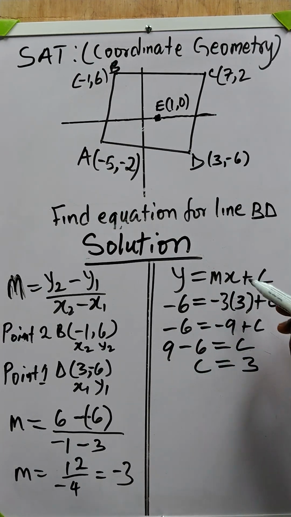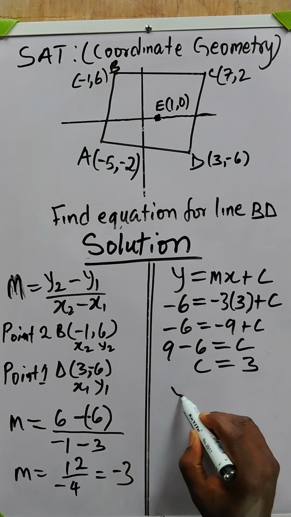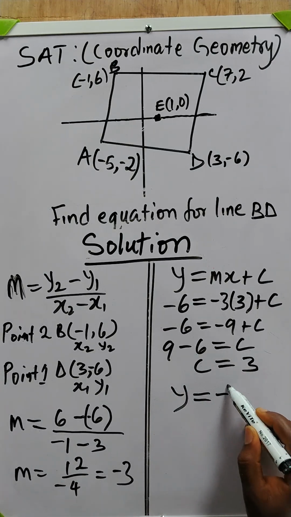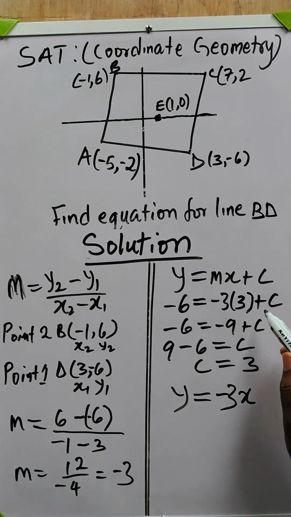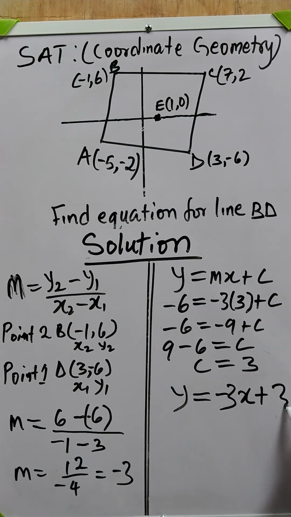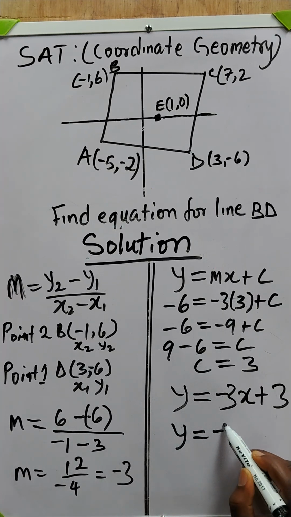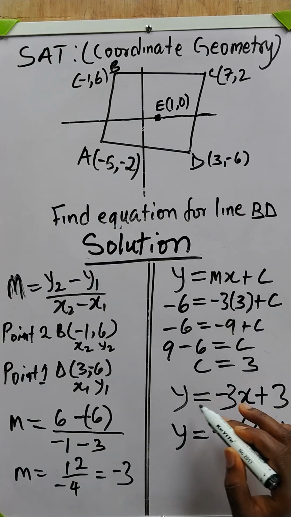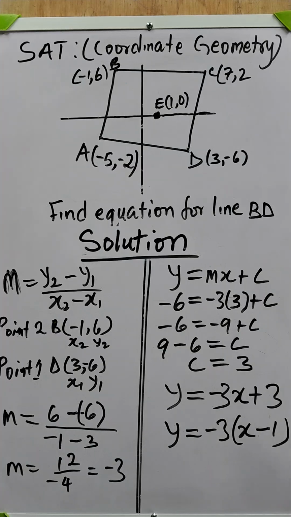Now go back here and replace this slope and this constant. We have that y equals, what was my slope? My slope was -3, times x, plus 3, as calculated here. So the equation is y equals -3x plus 3. I can also factor -3 out, and I'll be left with y equals -3 times (x minus 1). Either this or this represents the equation of the line that joins points B to D.